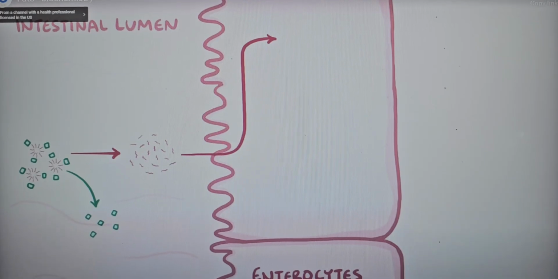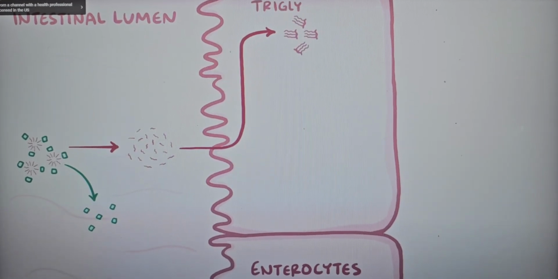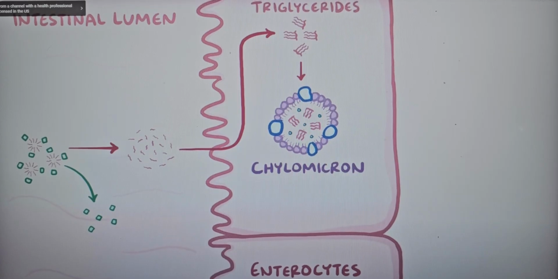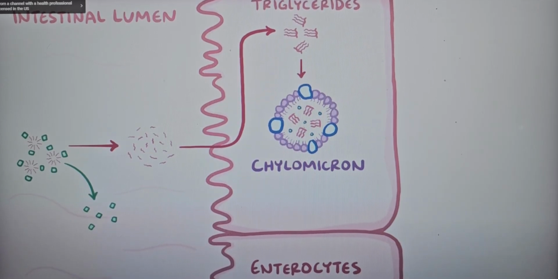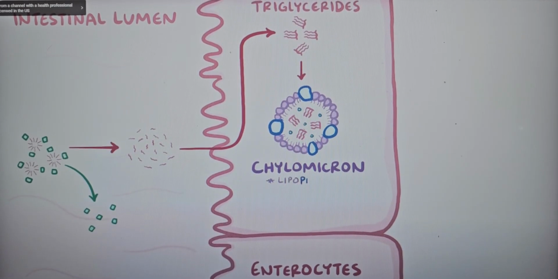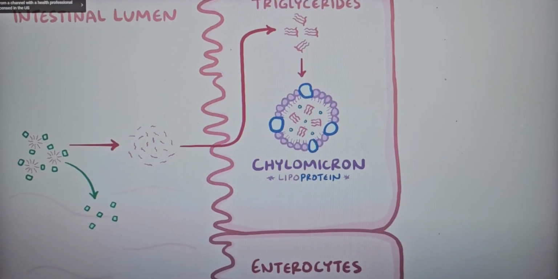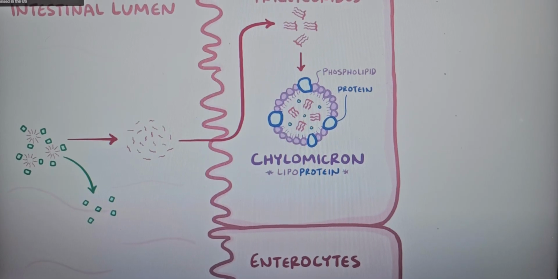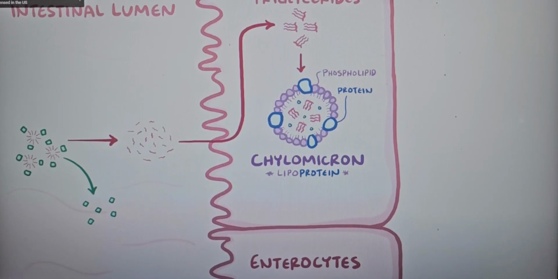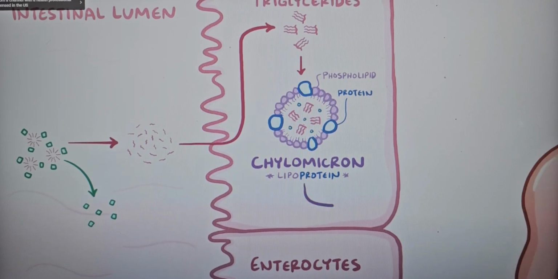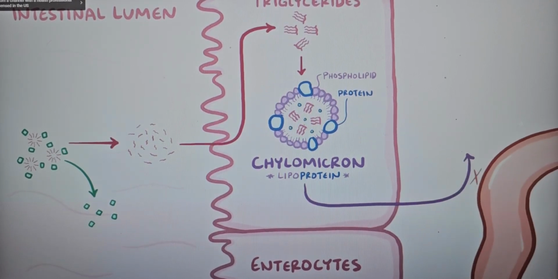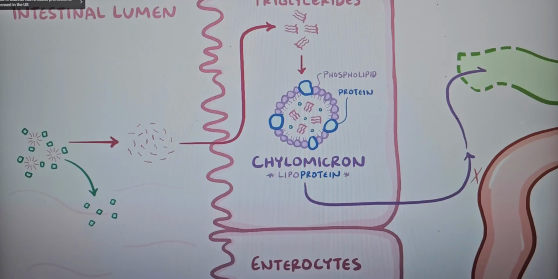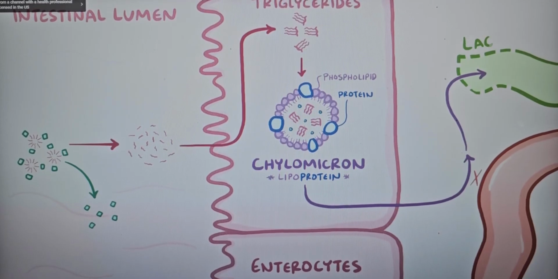Inside the enterocyte, the fatty acids and monoglycerides reassemble into triglycerides, and these get packed into a larger structure called a chylomicron. The chylomicron has lipids and proteins, so it's a lipoprotein. It has an outer membrane with phospholipids and proteins, and a hydrophobic core that has triglycerides, cholesterol, and fat-soluble vitamins A, D, E, and K. The chylomicron then leaves the enterocyte, but it's too large to get into the endothelial cells, so instead it enters a nearby lymphatic capillary called a lacteal.